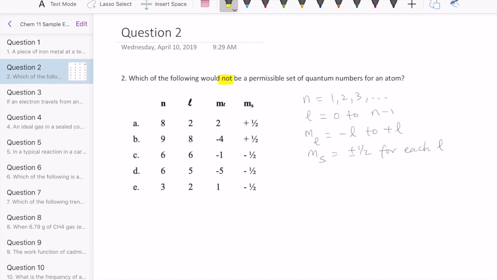Let's take a look at the third one. Now, this one we have a problem because n is 6, but L is also 6. According to our rules, L can only go up to n minus 1. So the L here has to be a maximum of 5, but we have an L of 6, so that is our answer in this case, C.